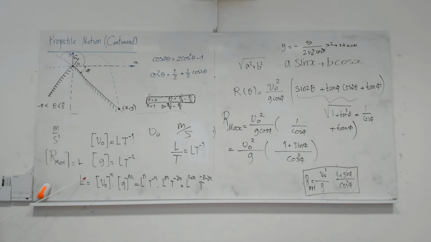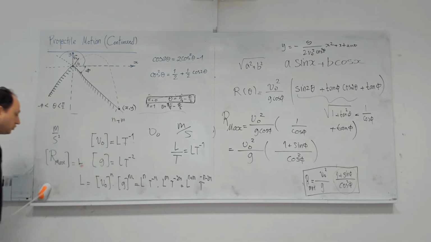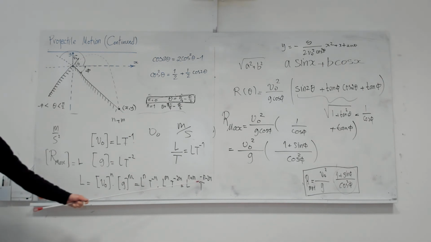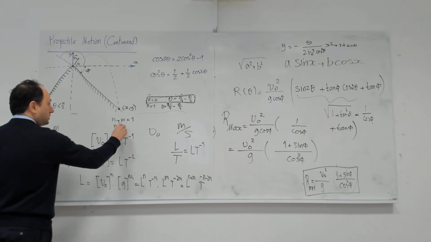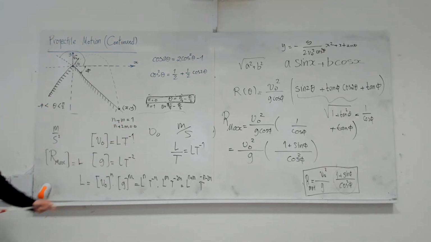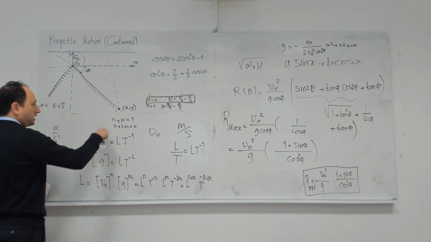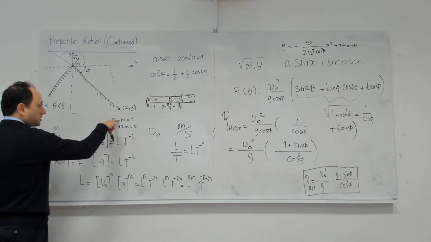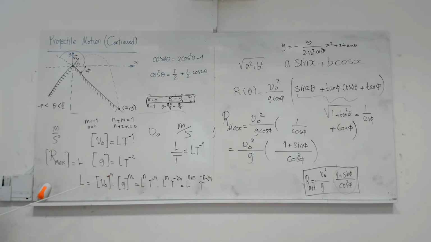But the power of L is 1. So this means the power of L should be 1. But there is no time dependence here. So it means that this should be 0. So this means that n plus m should be 1, and this n plus 2m should be 0. Yes? I multiply it by a minus sign and then you solve the system. You subtract them. What is the answer? What are n and m? If I multiply this by a minus sign and add it here, m becomes negative 1, and n is 2. Yes? Now go back here. n should be 2, m should be minus 1.